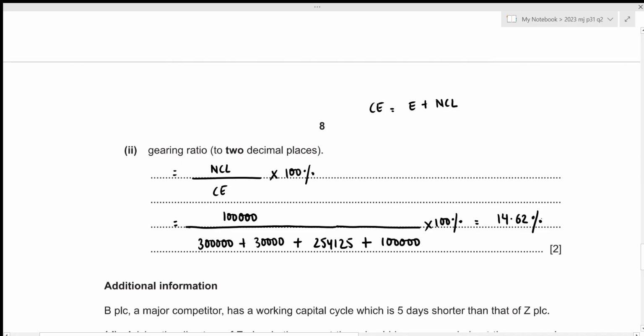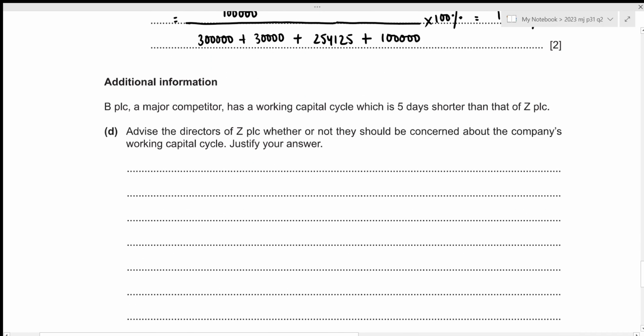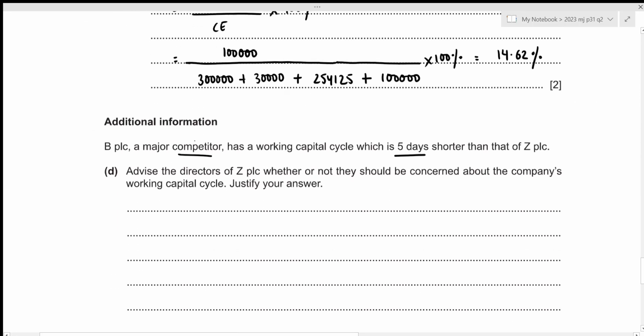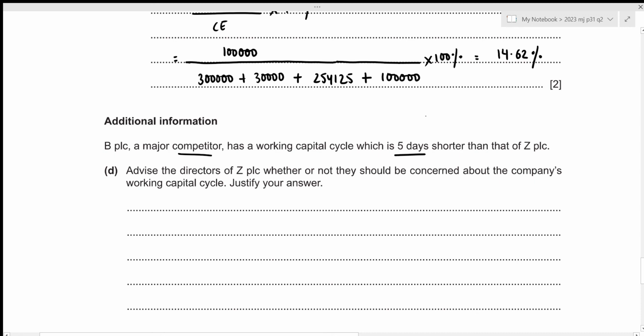Let's move towards the fourth one. BPLC, a major competitor, has a working capital cycle which is 5 days shorter than that of ZPLC. So we can see that our working capital cycle is 52 days, and for BPLC that's 5 days shorter, which means that that's going to be 47 days.